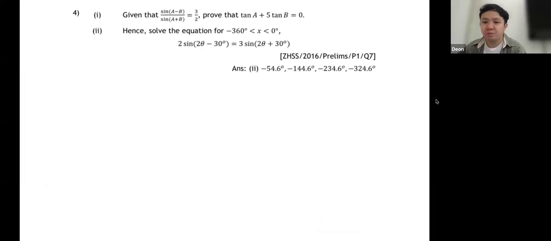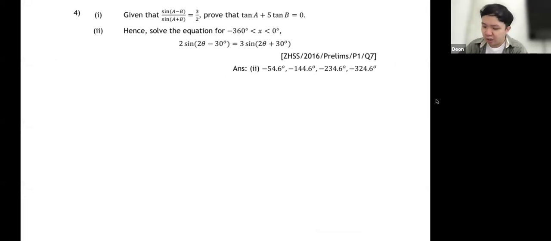Shall we do question 4? But question 4 is a bit hard, okay? I might need to extend a little bit, I'm not sure. I'm not going to do this part, I'm just going to go straight into the equations part. So, hence, solve the equation for that.